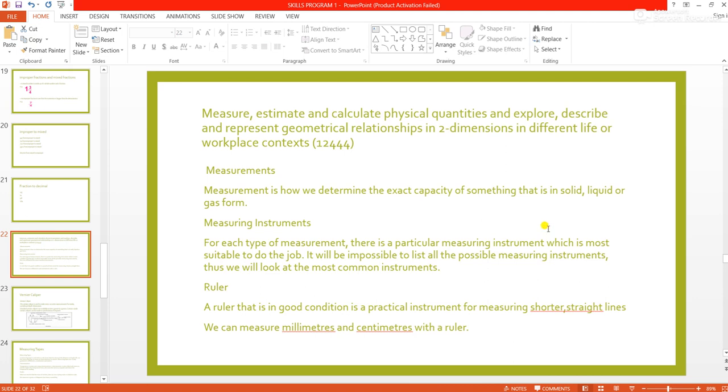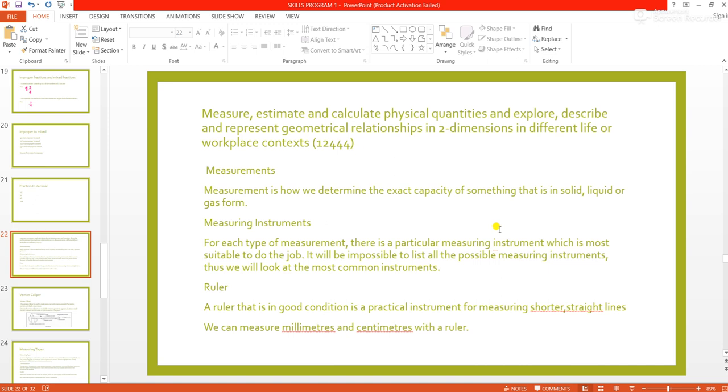Hi guys. Today we'll be continuing with the unit standard 12 1 2 triple four. The title is Measure, Estimate and Calculate Physical Quantities and Explore, Describe and Represent Geometrical Relationship in two dimension in different life or workplace contents.